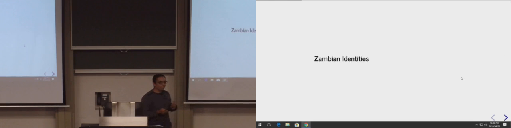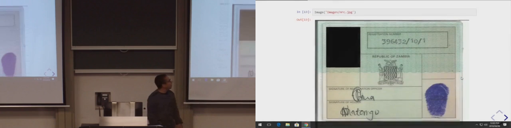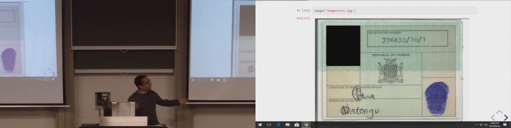And another problem is that Zambian identities aren't standard. When you have a driver's license or passports, there's some kind of general legislation that most countries follow to make them, and then you can have another company do the OCR for you. So this is kind of what a Zambian identity looks like.